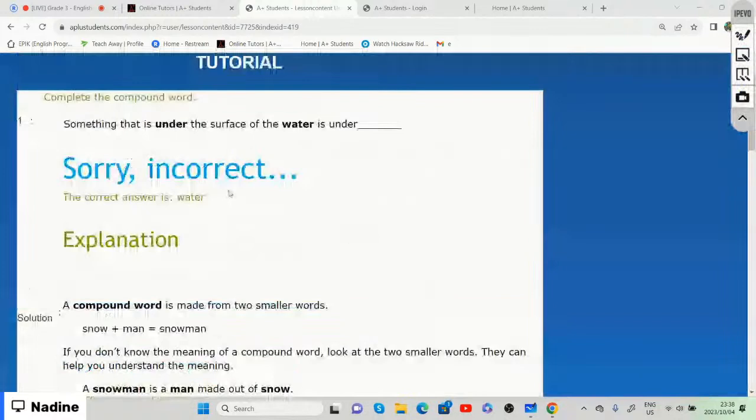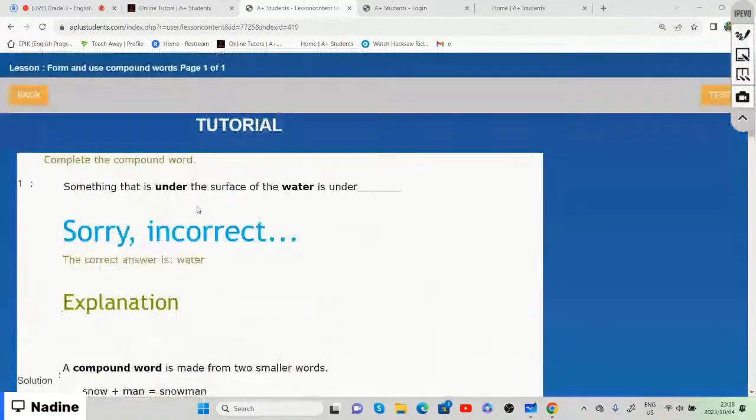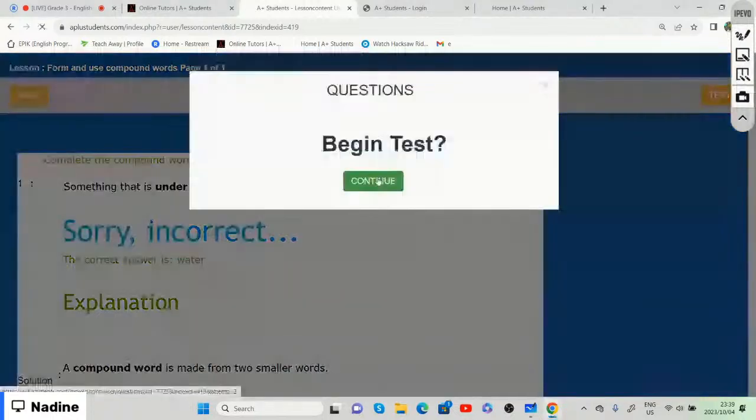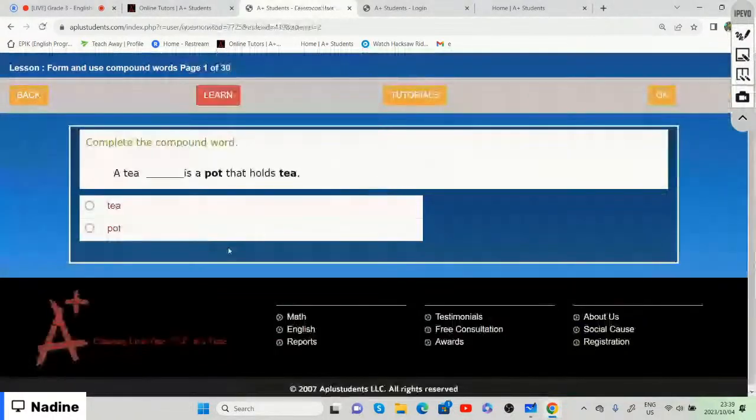All right, so these are the compound words that we completed, where a sentence is given and we had to complete the sentence by writing the compound word. And so far, you guys are doing excellent. So well done. So let's go to our test. We're going to begin our test now by completing the compound word.